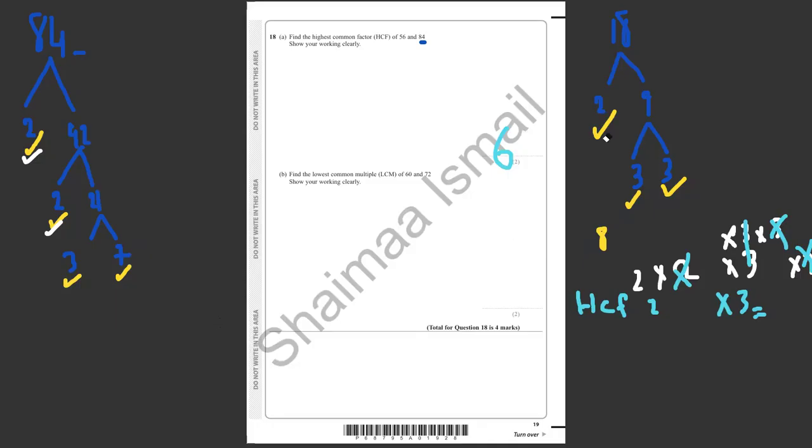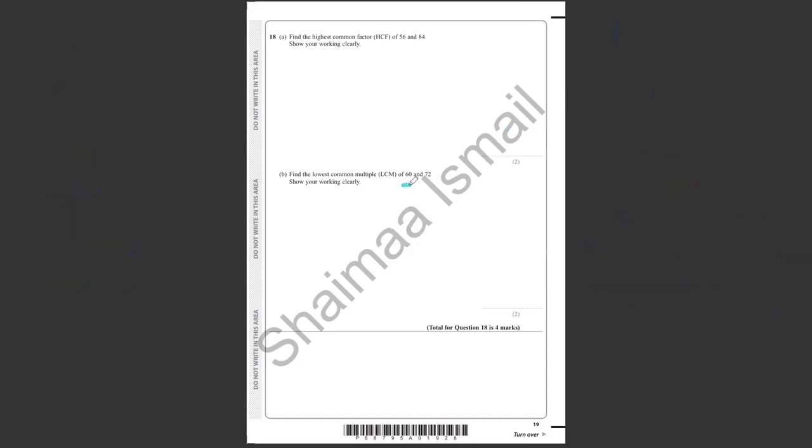Okay, here in this question, he asks you for the lowest common multiple, the LCM of 60 and 72, showing your work clearly. As we did in the previous question, we're going to do the same here. So get the prime factorization for 60, cutting into at least one prime number. Here we have 2 as it's an even number, and 30 as not a prime number.